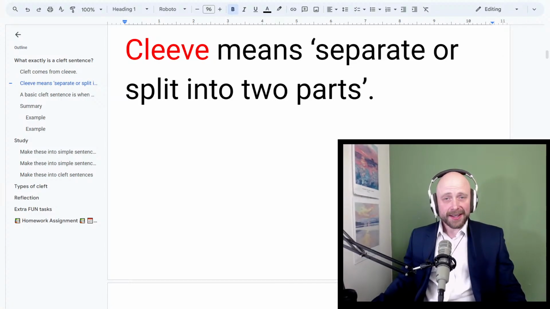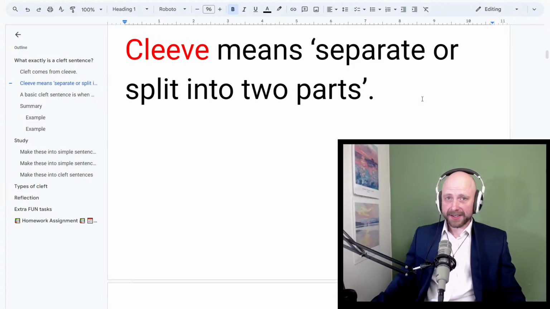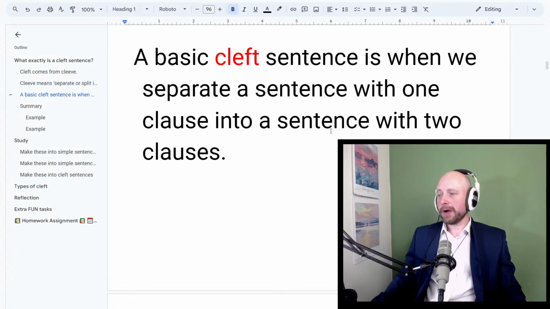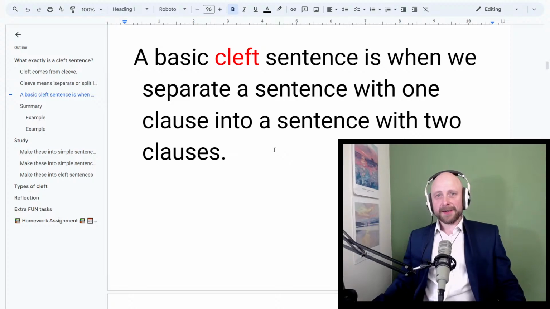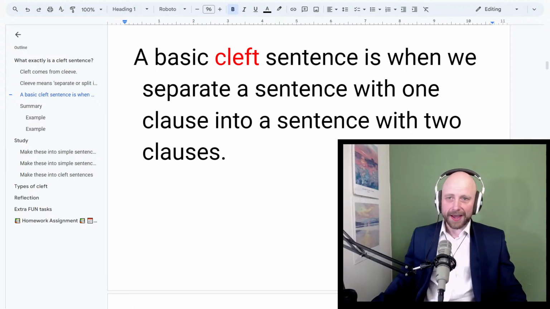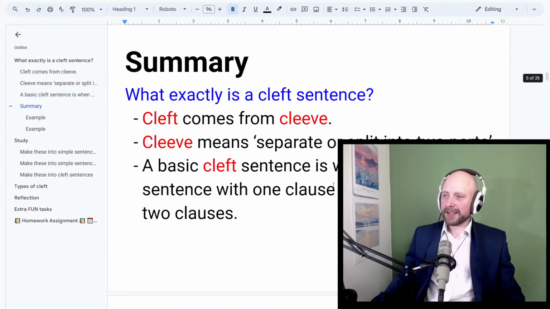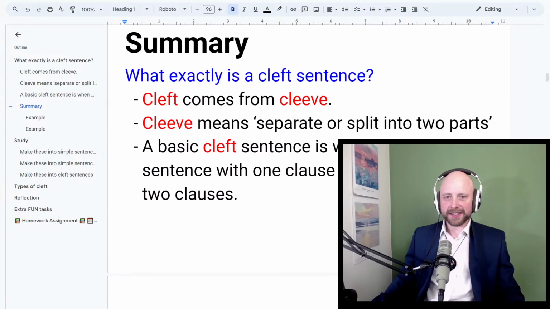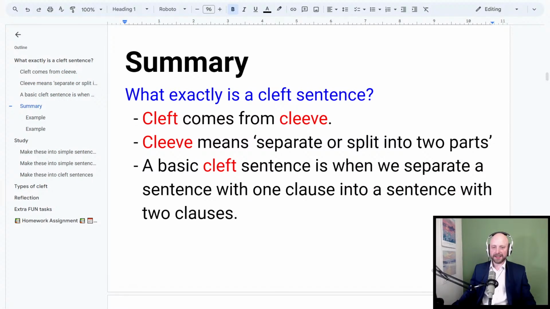So, that gives us an idea of cleft sentences. A cleft sentence, a basic cleft sentence, is when we separate a sentence with one clause into a sentence with two clauses. So we have a simple sentence with one clause, and we separate that into two sentences. Here's your summary of everything that I just said there about cleft sentences. And in just a moment, I'm going to give you a very basic example of that.